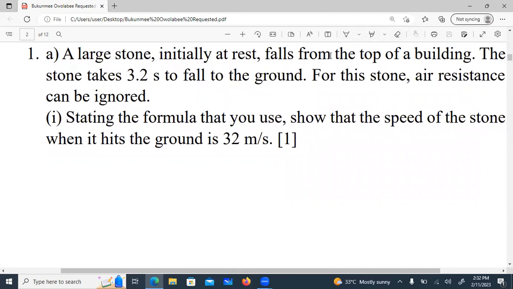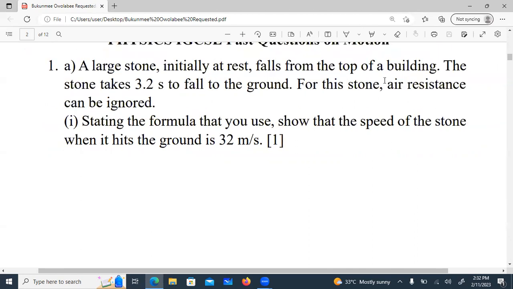A large stone, initially at rest, falls from the top of a building. The stone takes 3.2 seconds to fall to the ground. For this stone, air resistance can be ignored. Stating the formula that you use, show that the speed of the stone when it hits the ground is 32 meters per second. The first thing you have to do is what?